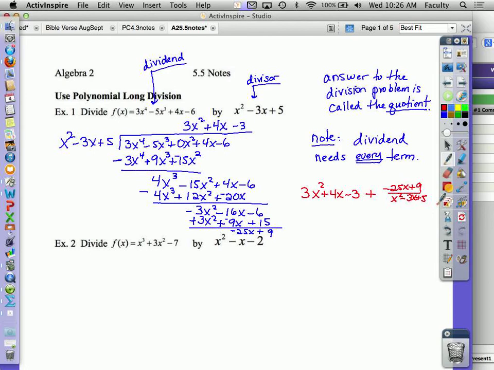We're going to do another one. I'm going to get x squared minus x minus 2 into x cubed plus 3x squared. Notice there's no x, so I need to insert a 0x.